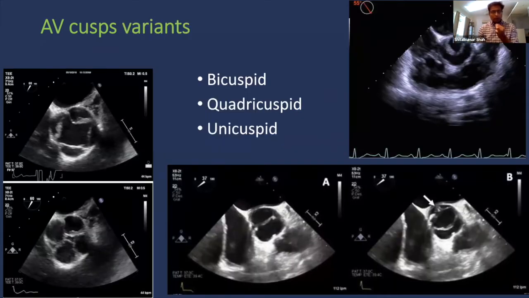Among the common aortic valve cusp variants, the most common is bicuspid, which is shown at the bottom of the frame, in systolic and diastolic frames. Quadricuspid, systolic and diastolic frames, are on the left side, and then the unicuspid. But I guess the pathologies associated with these will be discussed by further speakers.